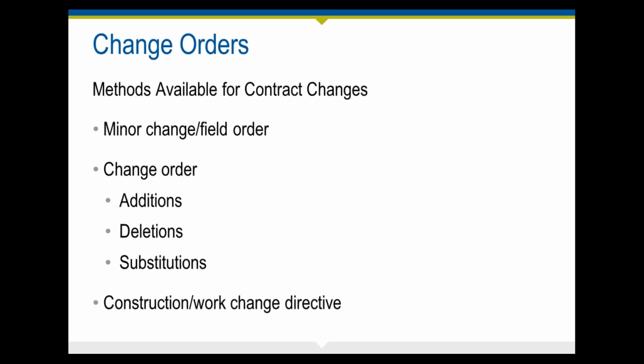It could be as simple as a minor change or field order. This is something typically that is deemed not to impact the cost of the contractor, not to impact the schedule, and if everybody agrees that is the case, it may indeed be handled by something as simple as a field order to document exactly what the change is. If everybody agrees that it's not a major change and it doesn't impact the schedule, then it can happen fairly quickly.